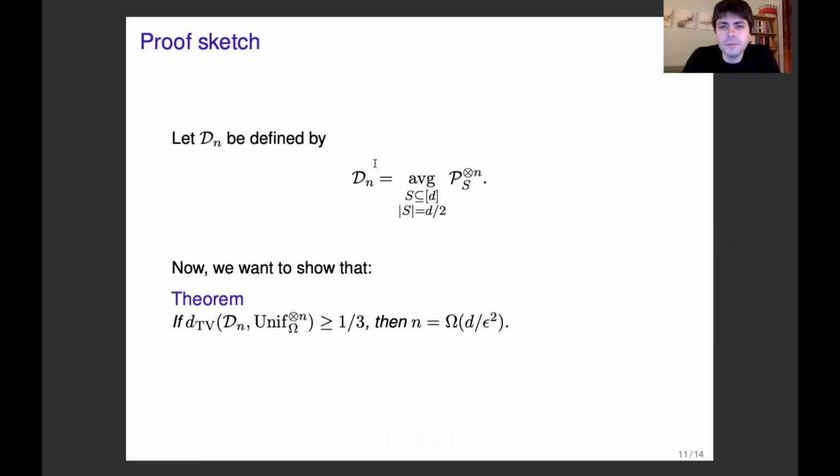So now we just define D_n to be the average of all distributions of the form P_S^n. So essentially, you can think of D_n as: you pick a random distribution P_S, and then you take n IID samples from it. Now we want to show that if the total variation distance between D_n and the uniform distribution is at least 1/3, then n is at least d over epsilon squared.